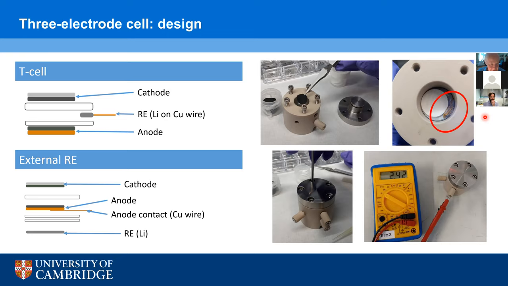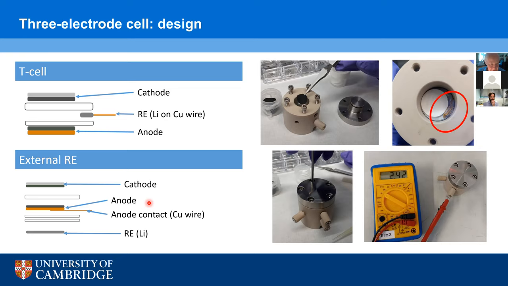The other configuration that we looked at is the external reference electrode, where the reference electrode is external to the main electrode stack, and the contact is made through the center contact point using a copper wire beneath the copper current collector on the anode. This has the advantage that there's inherent control over the distance between the reference electrode and the rest of the stack. It does have a disadvantage in that we need slightly more electrolyte to make sure that there's electrolyte contact between the reference electrode and the rest of the cell. And this can mask some of the degradation mechanisms that we want to look at when there's excess electrolyte.